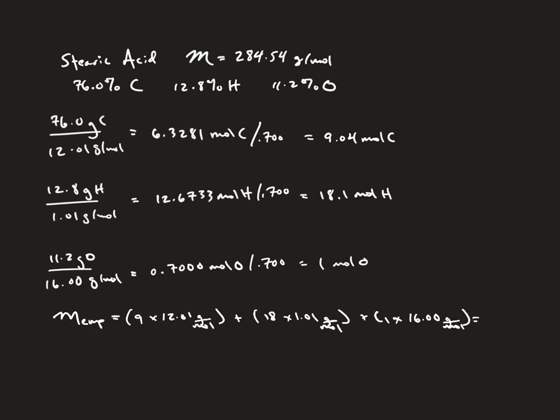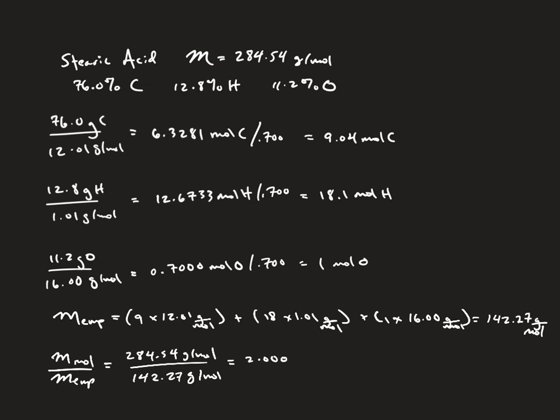And all that put together, 142.27 grams per mole. So we've got our empirical formula molar mass. We'll take the molecular divided by the empirical. This is 284.54 divided by 142.27. And some of you can probably already see mathematically that's going to work out to give us exactly 2.